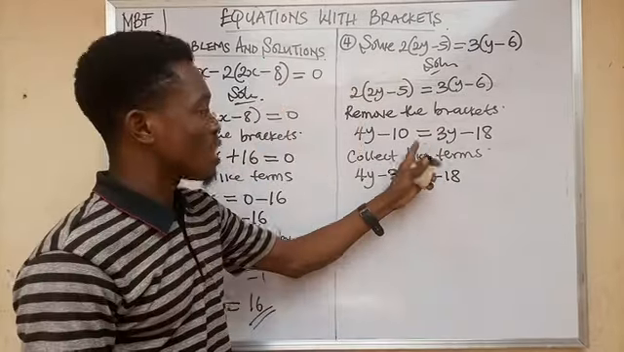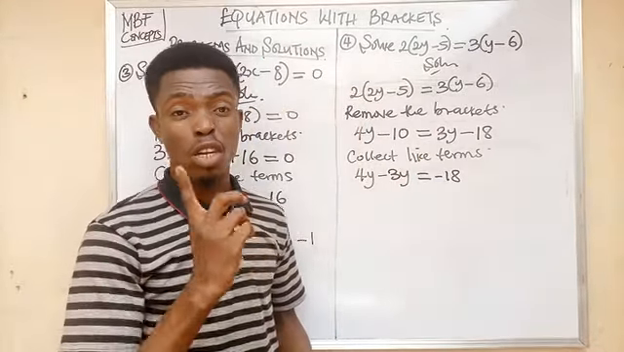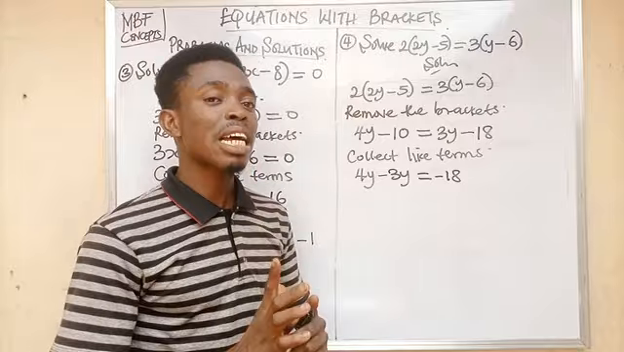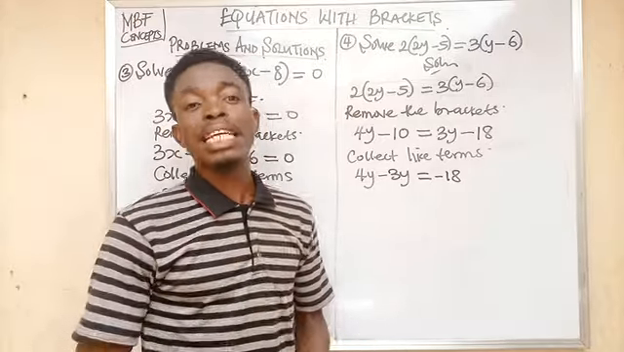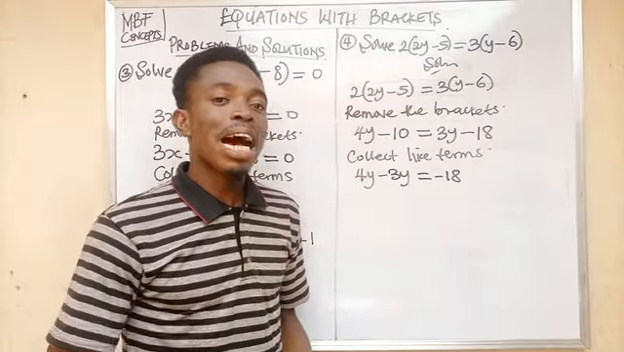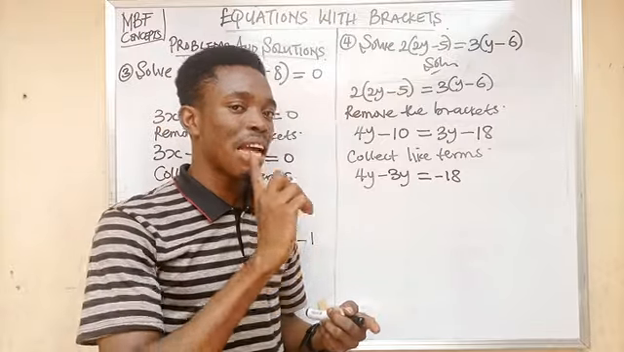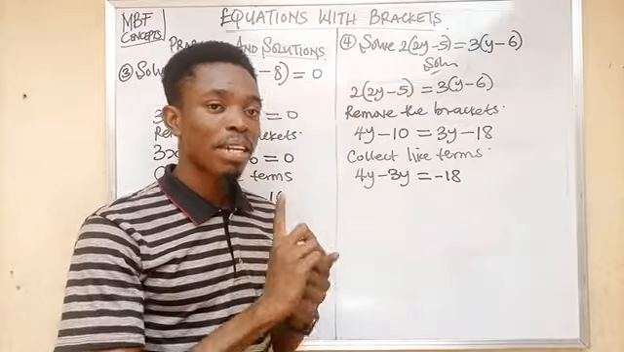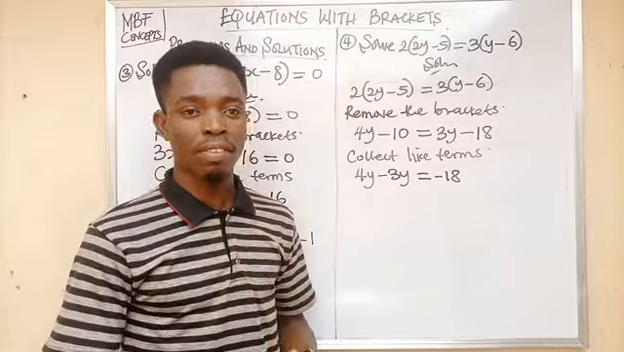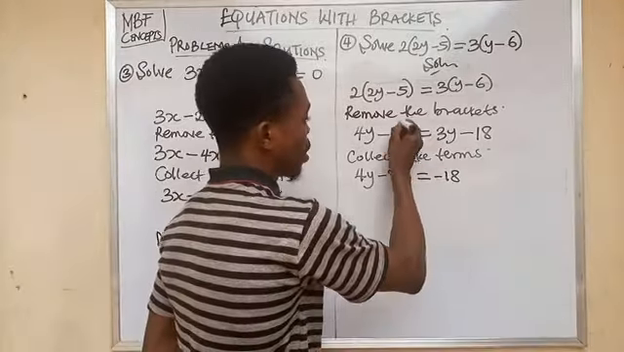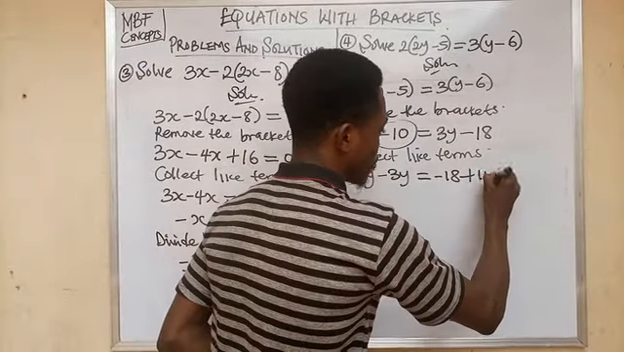Then we will come to the left hand side. At the left hand side, we also have a constant which is minus 10. And understand that from rule number 3, anytime you collect like terms and you are moving a negative sign from left to right or from right to left, negative must change to positive. Then we are going to have minus 10 become plus 10.